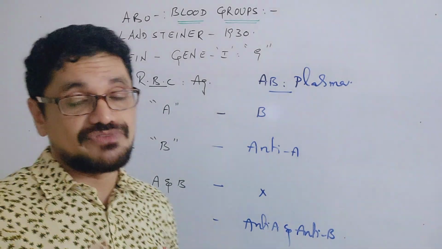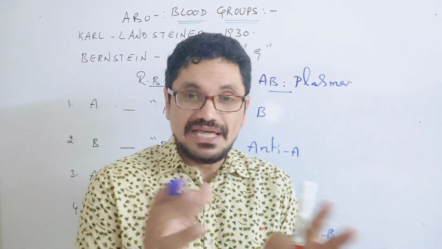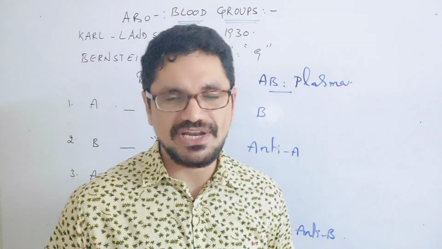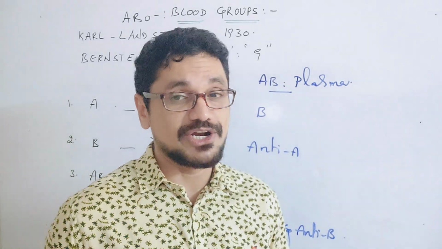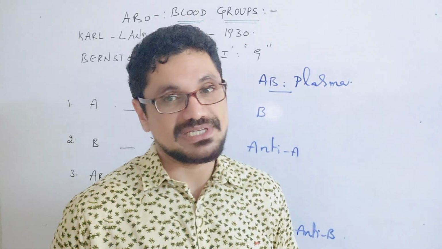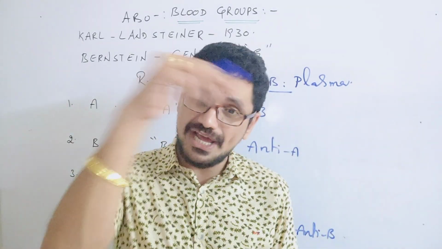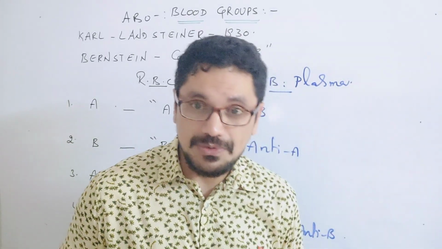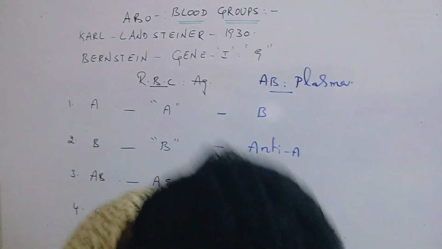And now what happens if at all there is any mixing of different types of blood groups? For example, imagine the person is having A blood group. What happens if B blood group mixes, or if B blood group is given to that person? And similarly, if the person is having B blood group, what happens if you give A blood group to that person? That we will see now.